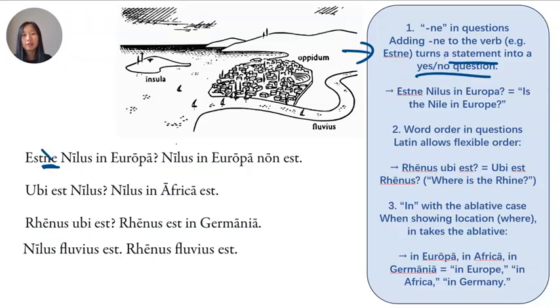So without the NE, it would have been like, the Nile is in Europe. And now it's just, is the Nile in Europe? And they've replied with, no, the Nile is not in Europe. Quick side note, so in, it's exactly the same as in English, right? It tells us the location of something, but it's with a little bit of a twist. So what follows, so the location, in this case Europe, will be in ablative. It's also right here, as you can see.